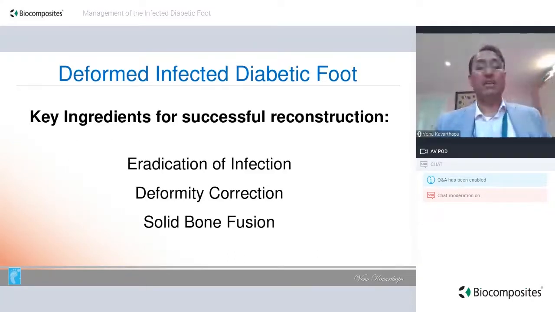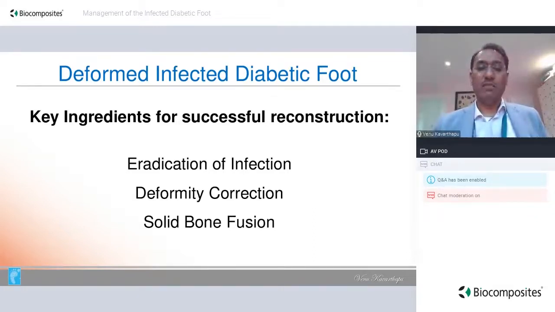So just to again reinforce the message, the key ingredients of successful reconstruction of a deformed, infected diabetic foot is number one, to achieve infection eradication, which is critical using the principles I told you earlier. The RAC principles are extremely helpful to keep reminding ourselves. And deformity correction is a very powerful adjunct.